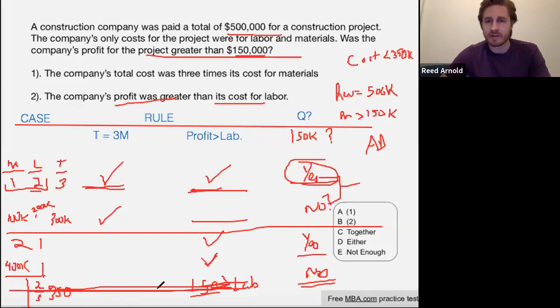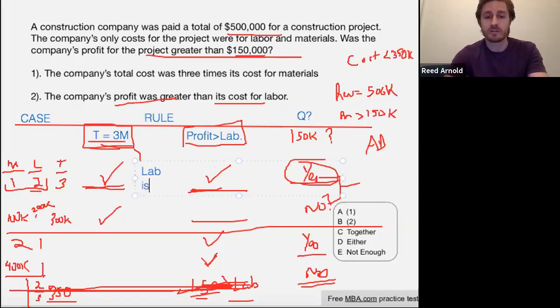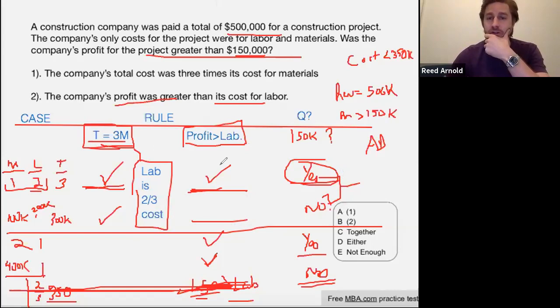And anytime I do this, if I try to make profit even less, that just makes more labor cost. It's 2/3 of a higher number. And so I keep getting a world where my profit is not more than my labor. And that means my costs have to be less than $350,000, which means my profit needs to be more than $150,000. By trying to fit in these two circles, where this tells me labor is 2/3 the cost, I always end up with profit more than $150,000.